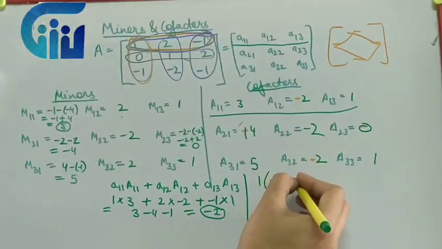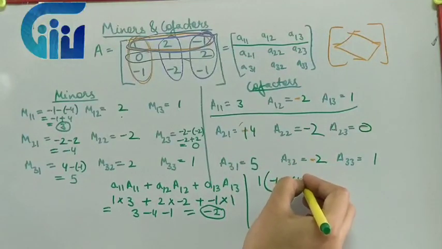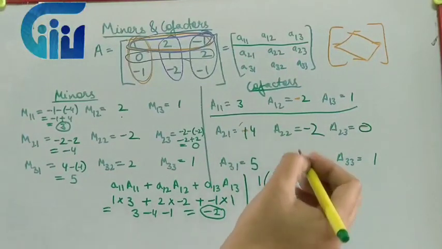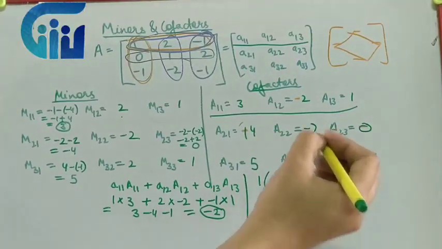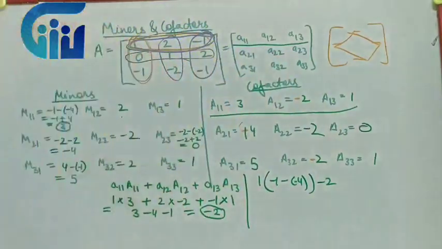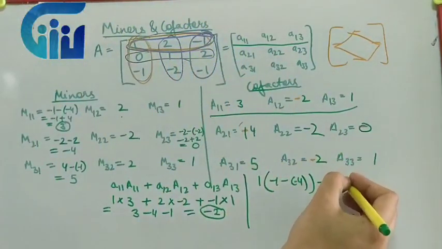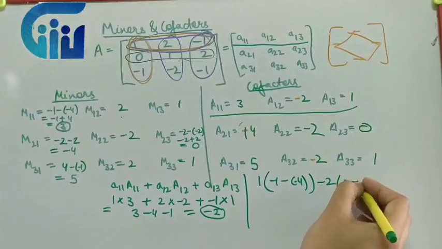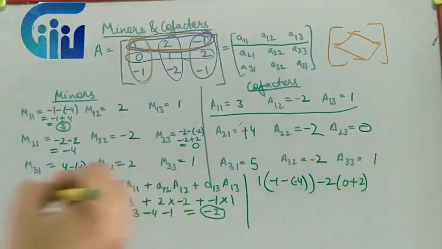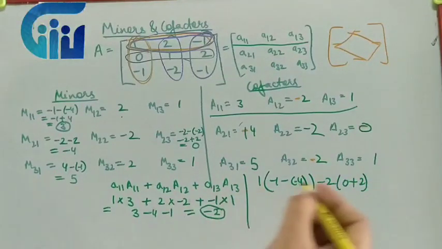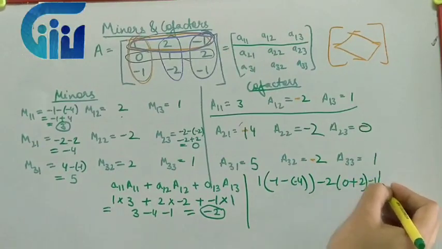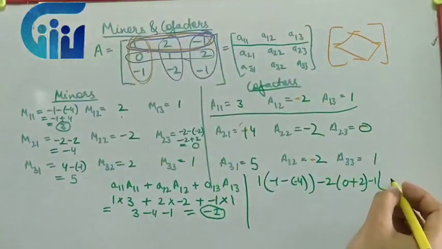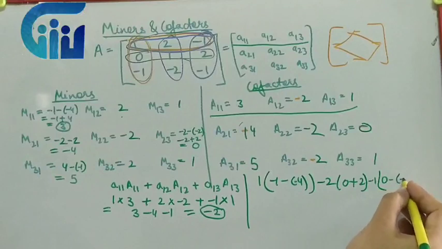Minus 1 minus 2 into 2, that is minus 4. Now what is the second element? I will take the sign into consideration. Cover its row and column. Minus 1 into 0, that is 0, and minus of minus 2, that is plus 2. Now let's take the third element, that is minus 1. Cover its row and column. So minus 2 into 0, minus of minus 1.